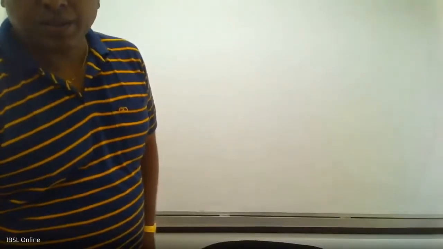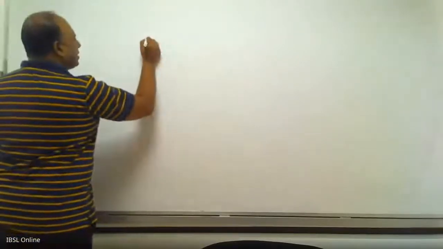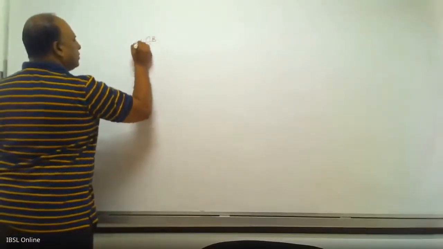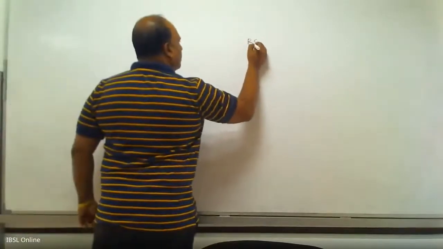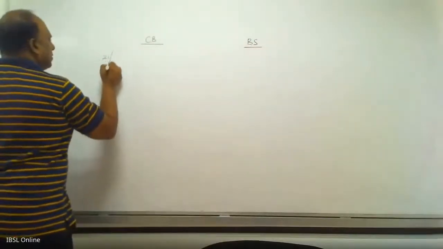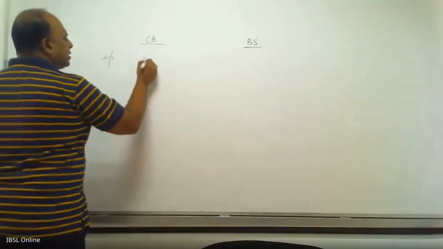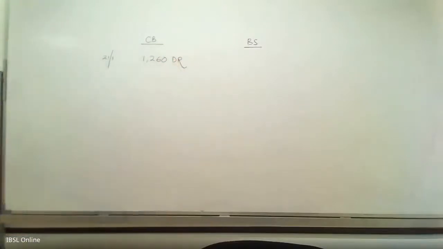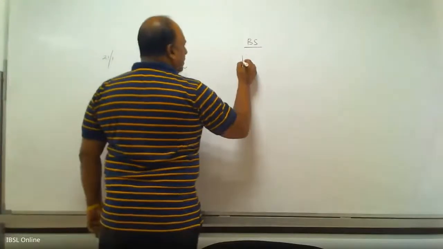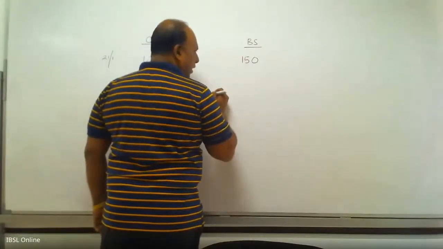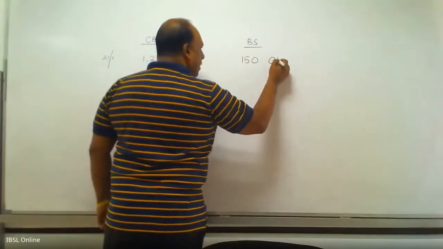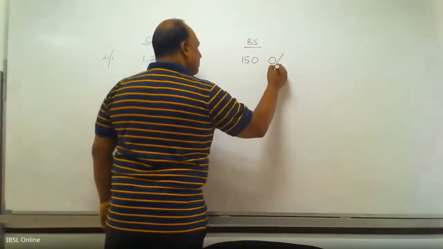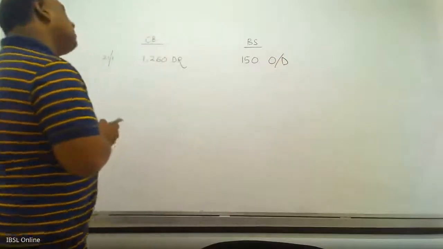So if you look at the cash book and the bank statement, we are looking at 21st. In the cash book, I think it is 1260. It's a debit balance. Now in the bank statement, it is 150. But the problem is it's an overdraft. They say overdraft. Now what does this mean?